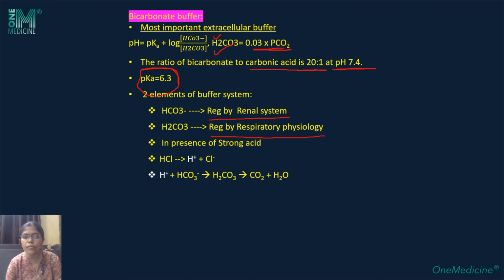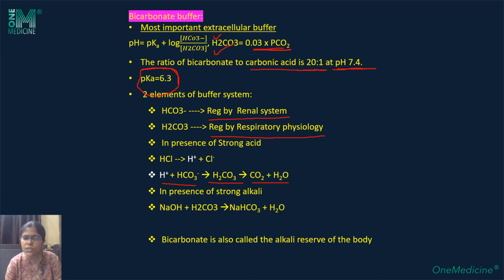In the presence of strong acid, HCl, it will give H plus, and this H plus will react with the bicarbonate to form carbonic acid, which again will dissociate to carbon dioxide and water, and carbon dioxide will be exhaled by the lungs. In the presence of strong alkali, NaOH, it will react to form sodium bicarbonate. This bicarbonate is also known as the alkali reserve of our body.